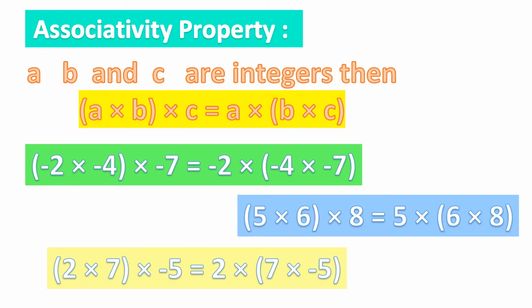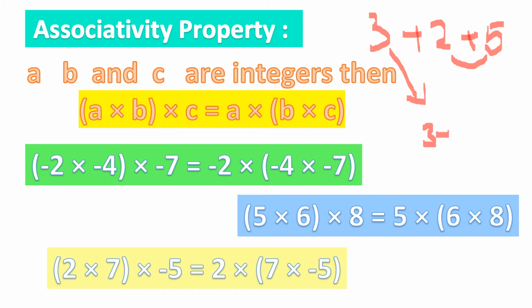The way is that if I take this number, 3 plus 2 plus 5, and if I add this first, then I get 3 plus 5 plus 2, 7. This number will remain the same. And what do I get at last? I get 10, right? So look at the answers. The answer is the same.